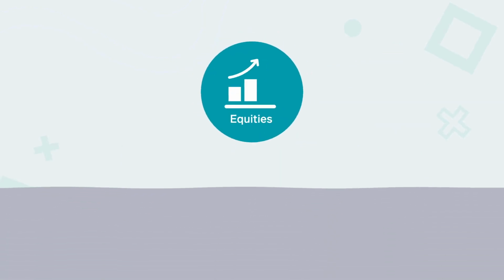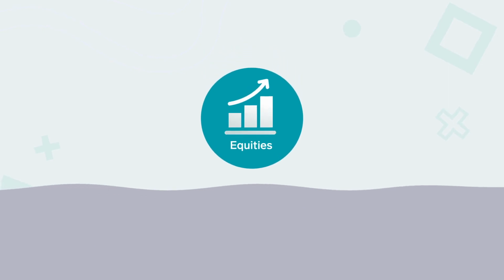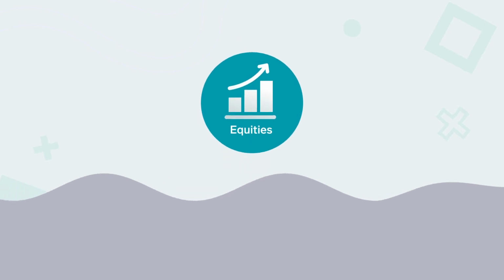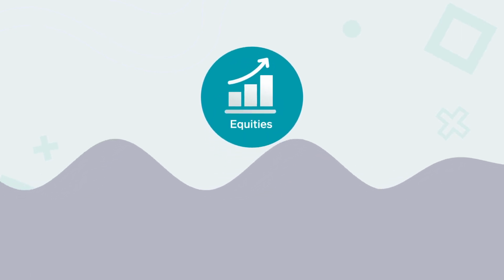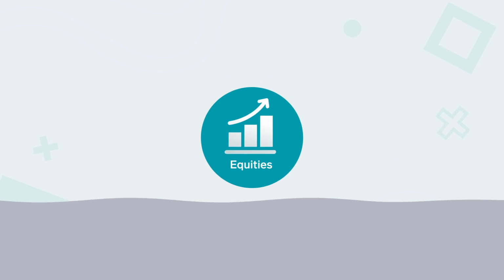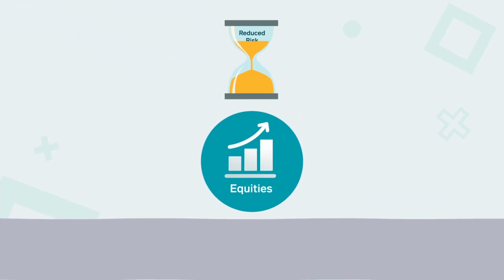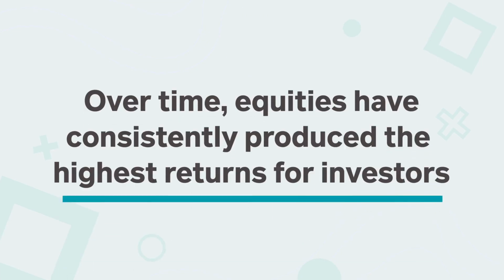Companies may also pay dividends to shareholders, which represent a portion of the annual profit of the company. Equities are considered the most risky asset class because share prices are subject to large movements in the stock market on a daily basis, so the investor can experience large gains or losses. The risk decreases over time, however, so the longer you stay in equities, the lower your risk. Over time, equities have consistently produced the highest returns for investors.